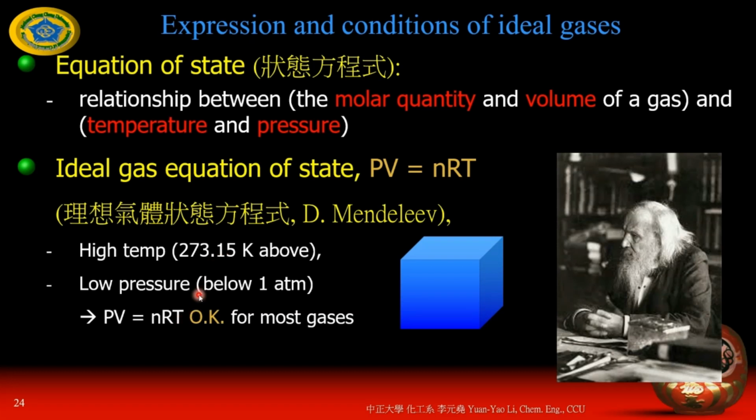Low pressure. What's the pressure? What's the borderline? 1 atm, at room temperature and at the atmosphere. Okay, ambient condition, which is 1 atm. So if you have high temperature and low pressure, normally PV equal to nRT can be used for most of the gases. You might think, Professor, does it make sense?